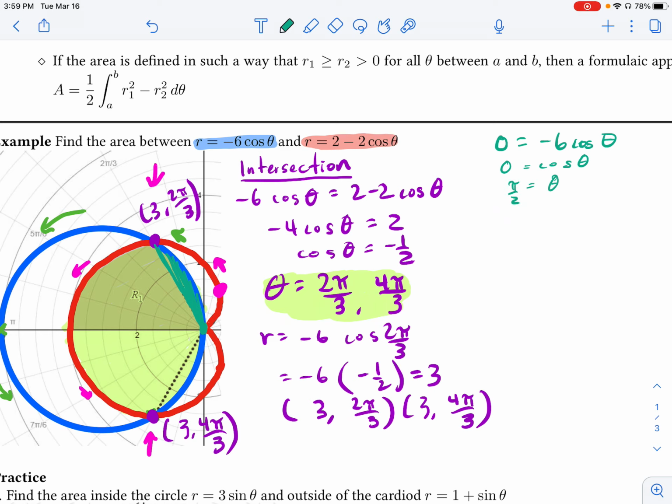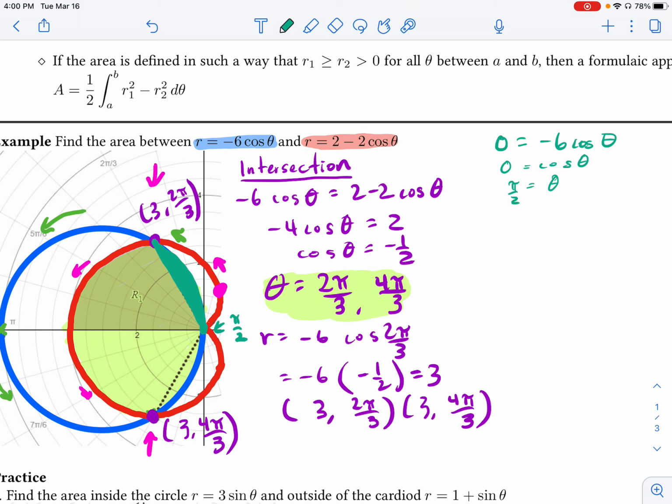So when theta is equal to pi over 2, so I'll just mark that here, our r value is here at the pole. So we start at the pole. So starting from pi over 2, if I start integrating my circle from pi over 2 to 2 pi over 3, I'm going to start here and move all the way out to 2 pi over 3, which is going to end right there. And integrating that is going to give me the area of this region here.